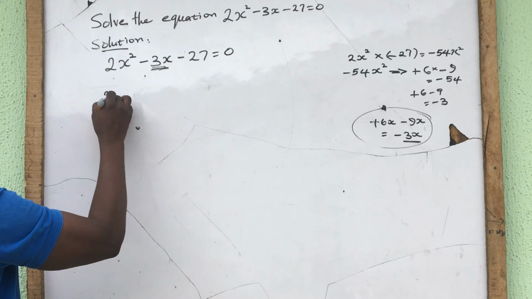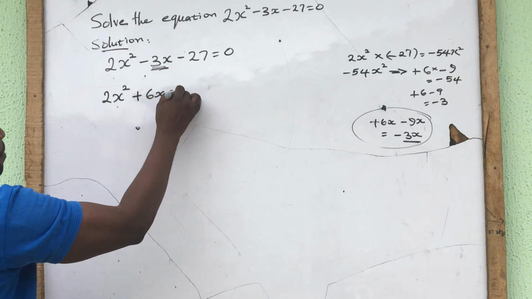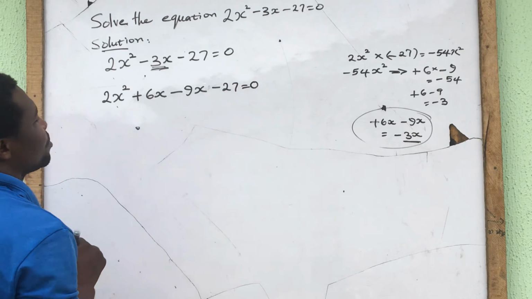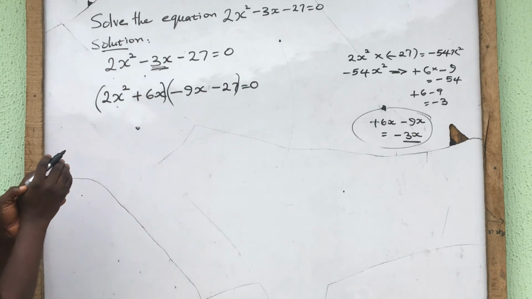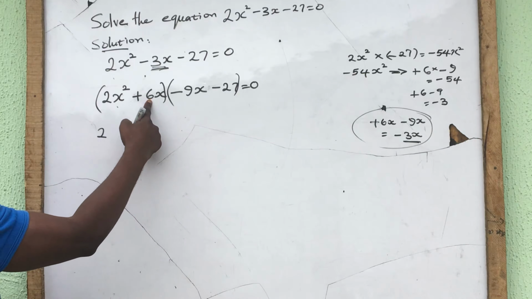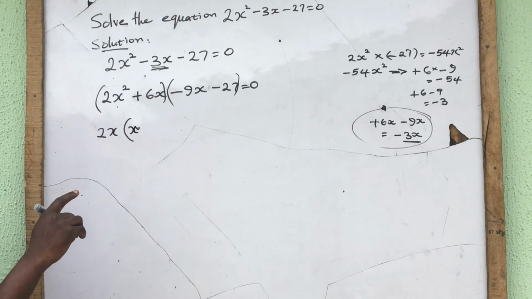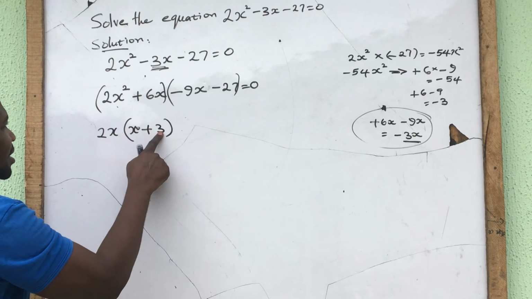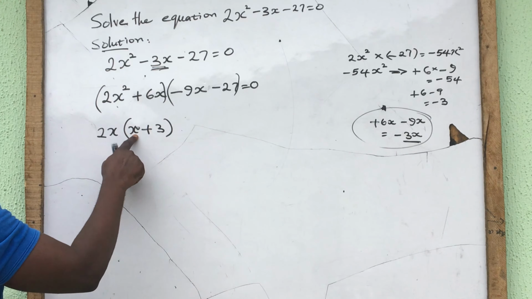So let's now substitute for 3x from here. So that is 2x squared, look at that, plus 6x minus 9x minus 27 equals 0. So I can easily group them. Let me group them like this. If I group them like this now, I'm going to have 2 here, 2 is 6, x here, then that remains what? Only x here. Then this is 3, 2 times 3, 6, x times 3.